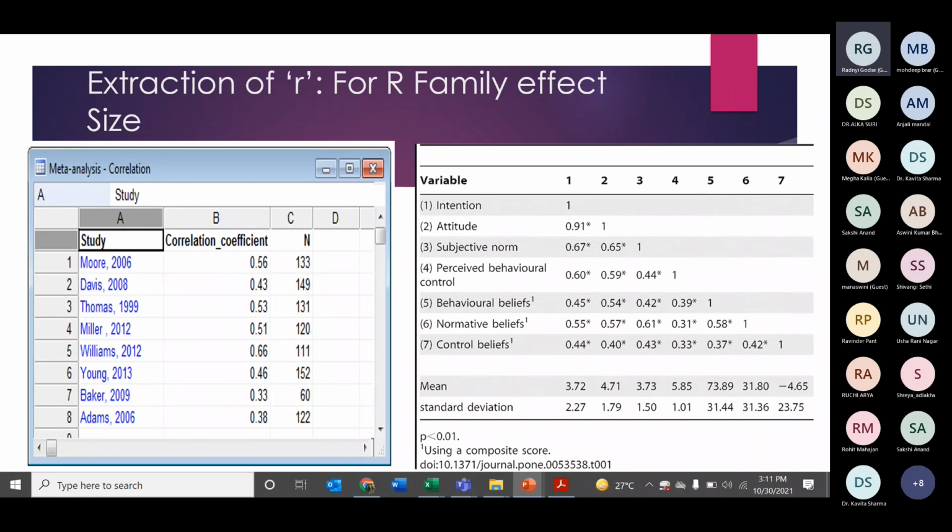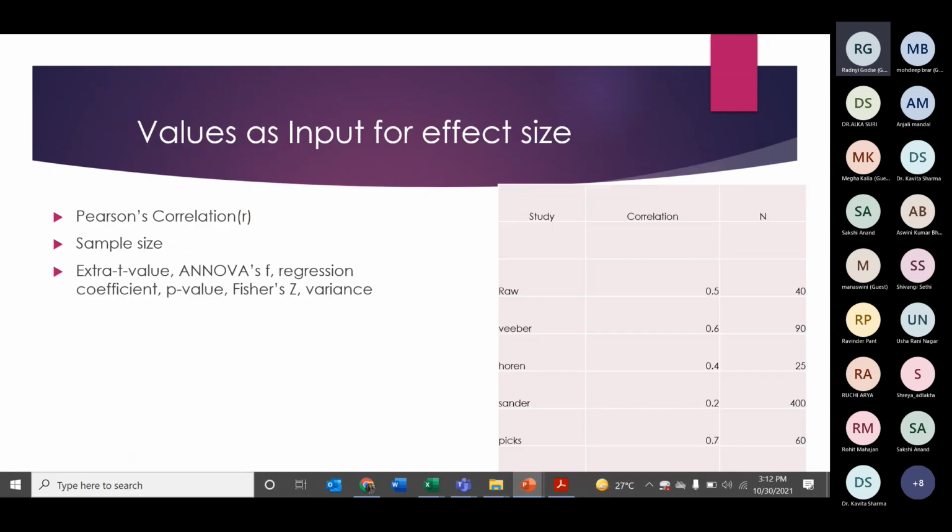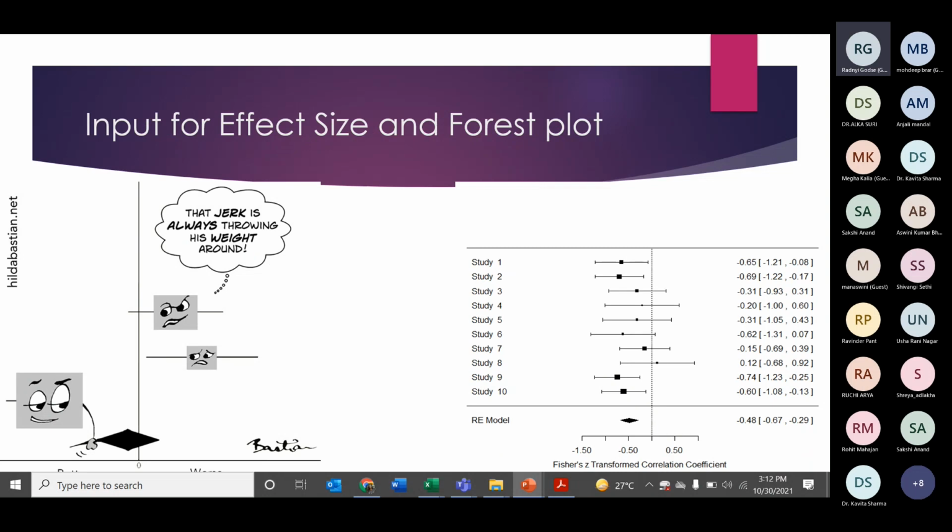After you see the right side, you find a correlation value of each and every bivariate and you convert it into an Excel sheet that I have already shown you. Values of ANOVA, regression, p-value, Fisher Z, etc. can also be taken. But ideally, what we do is that we take the Pearson correlation from all the values.